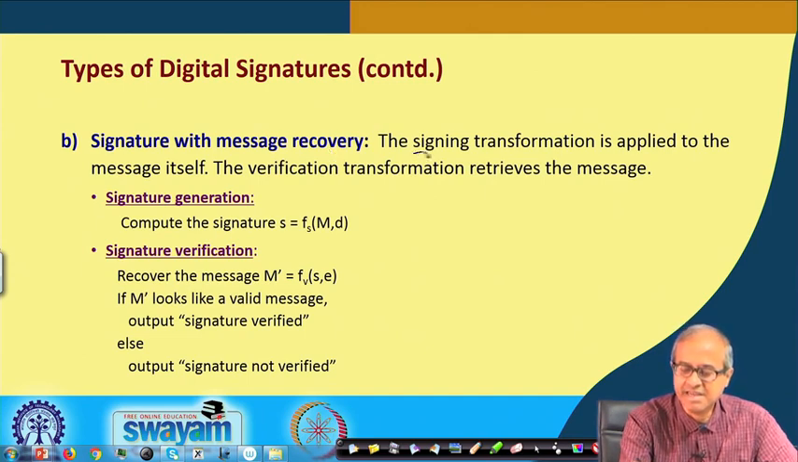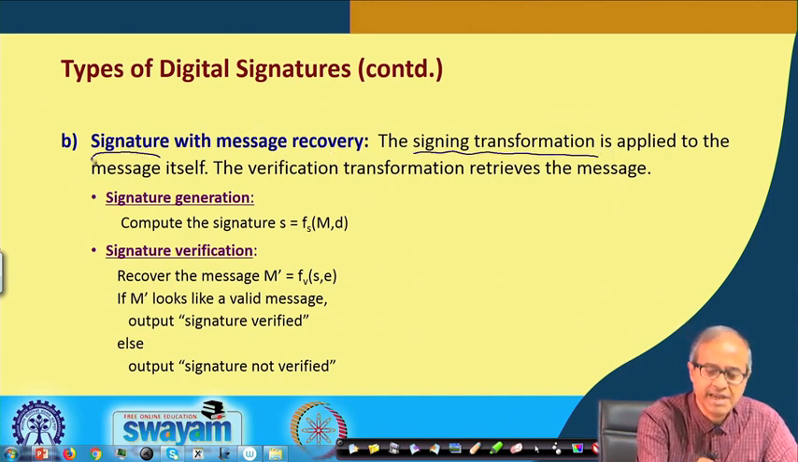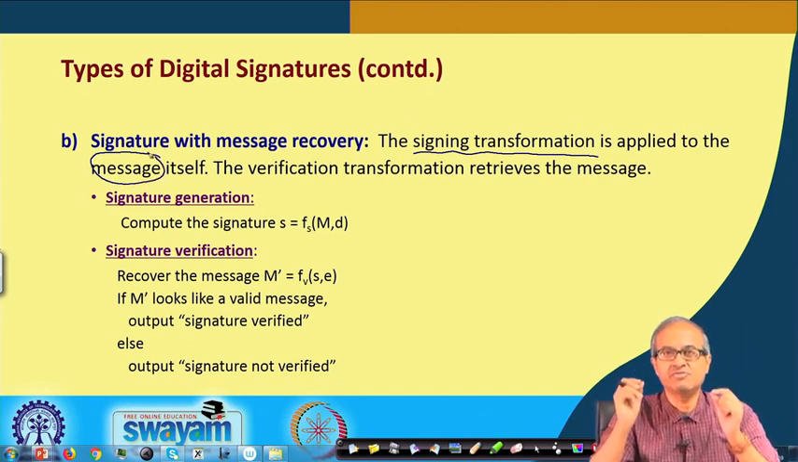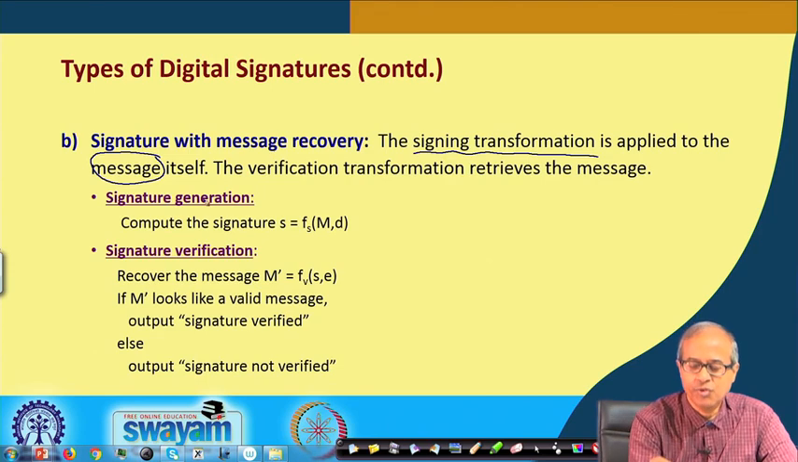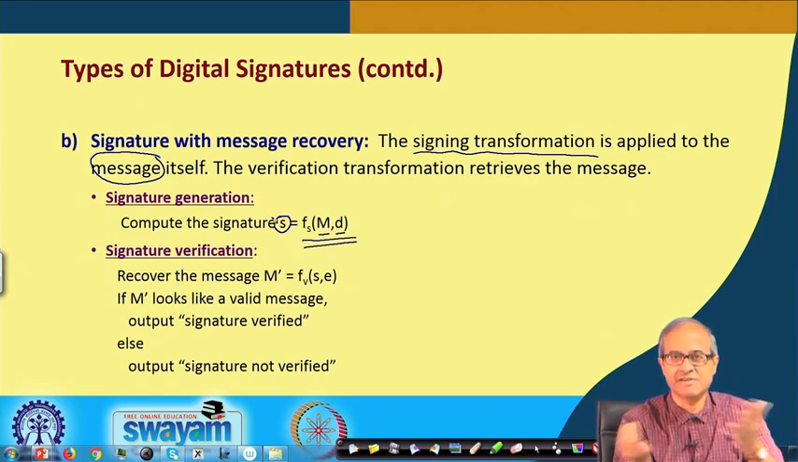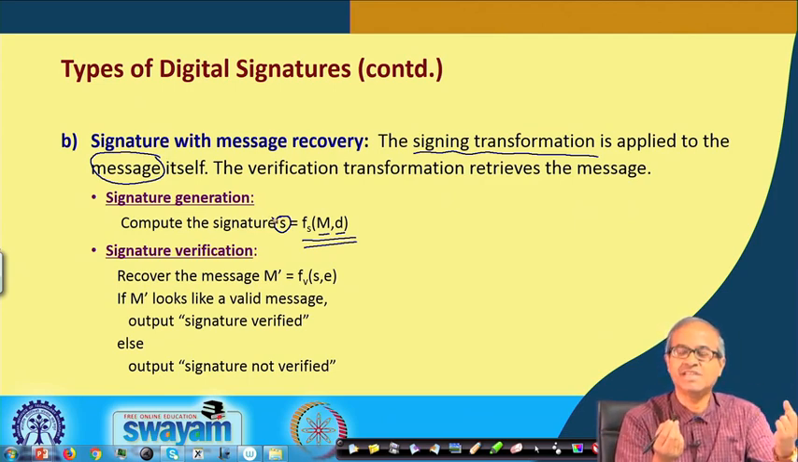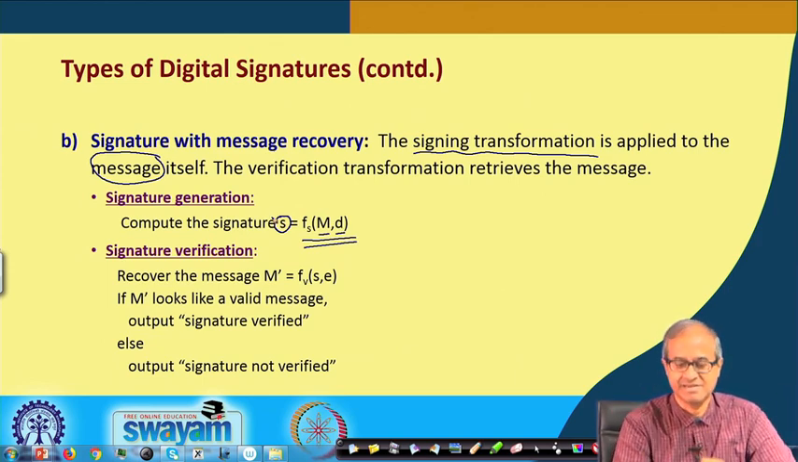Here the signing transformation is applied on the entire message. Earlier we had used a hash function, here we are not using the hash function. So, for signature generation, we are effectively encrypting the whole message. You see this signing transformation F s is applied on the message and the private key D. So, whatever signature we are generating is actually the encrypted version of my whole message, but that was encrypted by the private key of the signature signer.